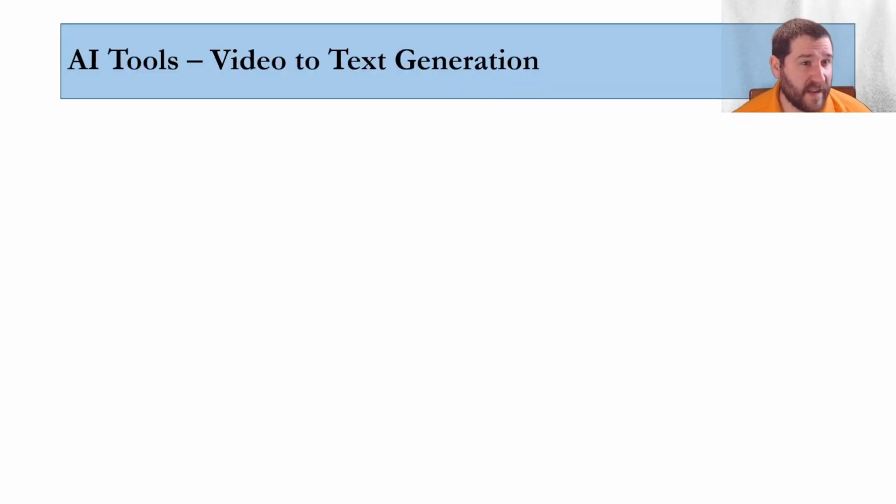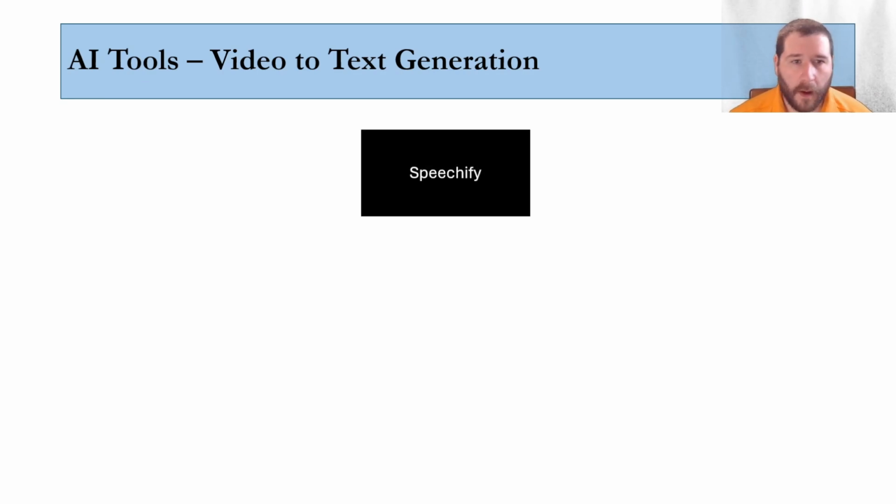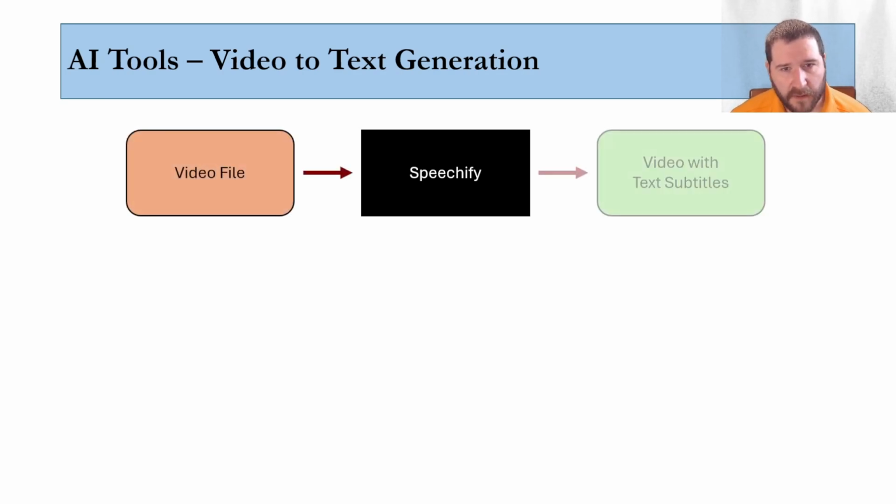Now there's text to video generation, but there's also the flip side, where you can input a video and get text out. Right? So how might this be useful with our AI tools? Let's check it out. Well, a program like Speechify takes in a video file and will give you out a video with text subtitles. So if you want to use AI to generate subtitles and add them into your video, right? There's AI programs that can do that.